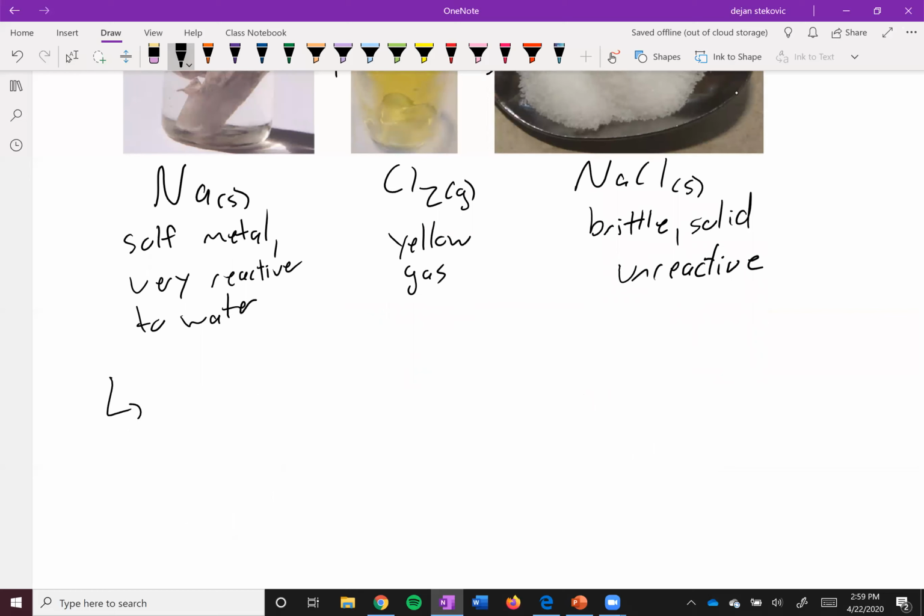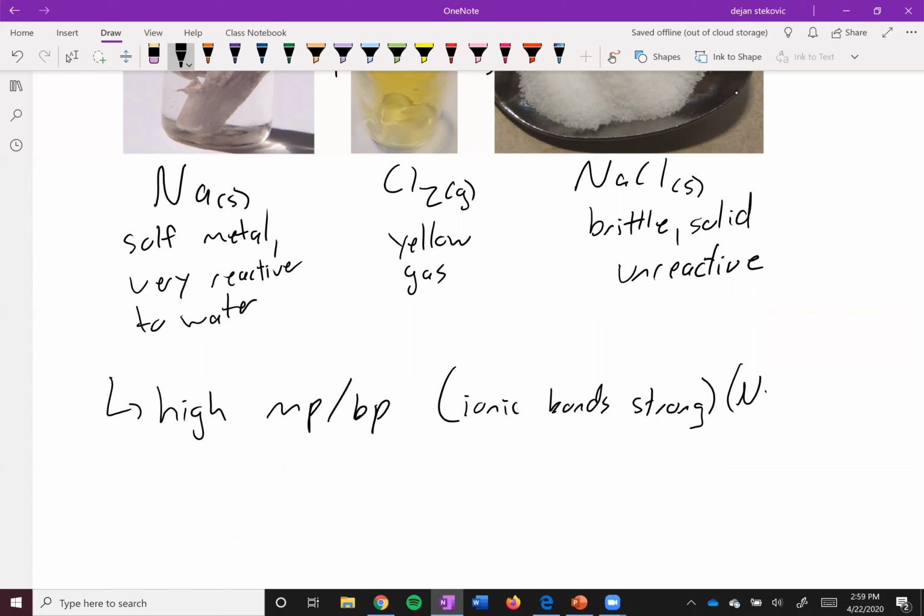Some other things that you should know is that ionic compounds have very high melting points and boiling points, and that's because these ionic bonds are very strong. For example, table salt, sodium chloride, has a melting point of about 800 degrees Celsius. So that is very hot, very hot.